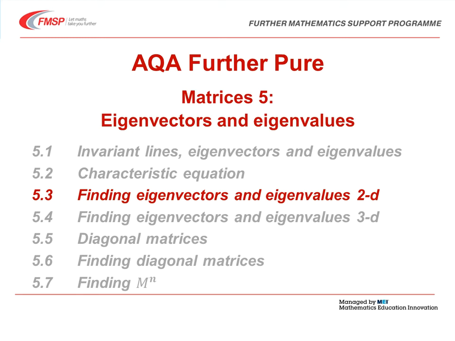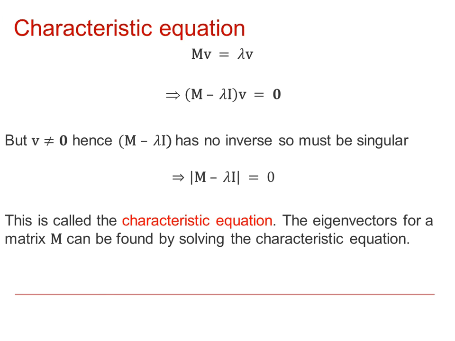This is a video for AQA Further Pure Mathematics, Matrices section 5.3, where we're finding eigenvectors and eigenvalues for 2x2 matrices. We've seen in previous videos how the characteristic equation, which is the determinant of M minus lambda I, is found. And we're going to now use that characteristic equation to look at a 2x2 matrix to find its eigenvectors and eigenvalues.